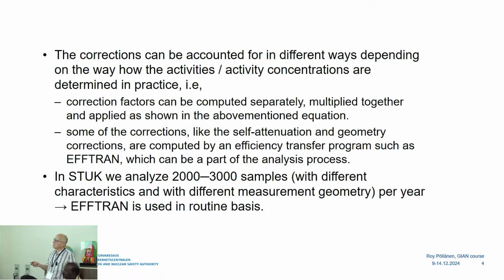So in STUK we analyze typically 2,000 to 3,000 samples per year, and their characteristics are different. Different measurement geometries, different compositions, etc. So we are using FTRAN on a routine basis.